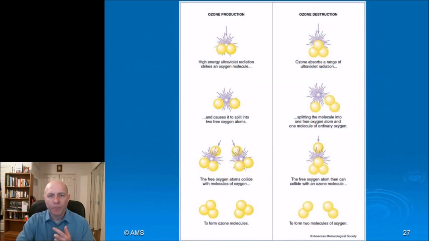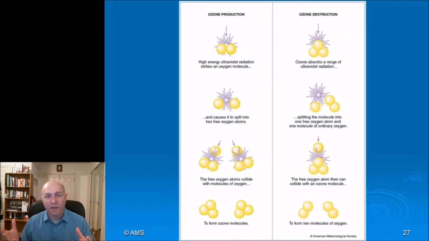So to produce ozone, ultraviolet will hit a regular oxygen molecule, O2, and dissociate it. So you've got 2 oxygen atoms running around, and then they will bump into another oxygen molecule and, I say fuse, but effectively combine or bond, not really fuse, but bond, and give you 2 new ozone molecules. But then the reverse also happens.